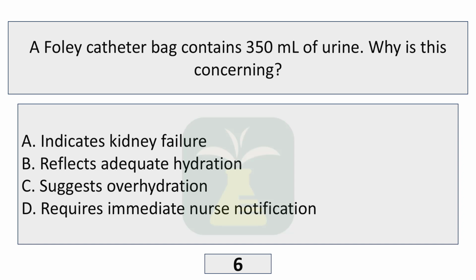A Foley catheter bag contains 350 milliliters of urine. Why is this concerning? A. Indicates kidney failure. B. Reflects adequate hydration. C. Suggests overhydration. D. Requires immediate nurse notification.